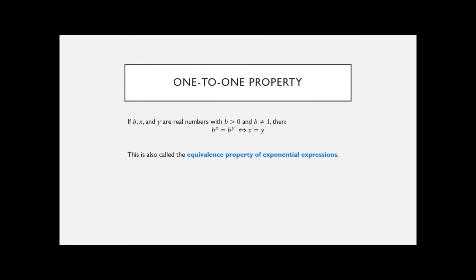The one-to-one property, which in our textbook they call the equivalence property of exponential expressions. Other textbooks call it the one-to-one property, so I have both here. One-to-one is much quicker to say. Basically, what it says is if you've got two exponentials set equal to each other, and the base, the thing under the exponent, is equal, then your exponents must also be equal. It's that simple. If the bases match, then the exponents must too in order for these things to be equal.